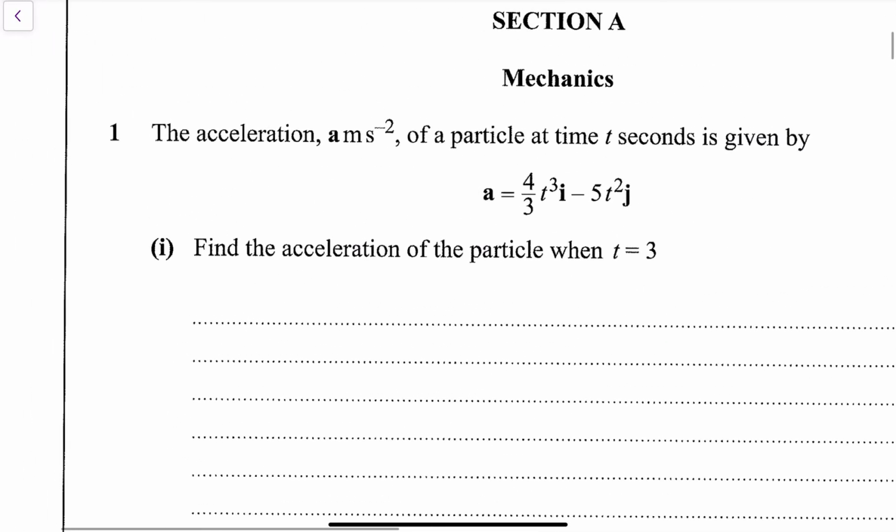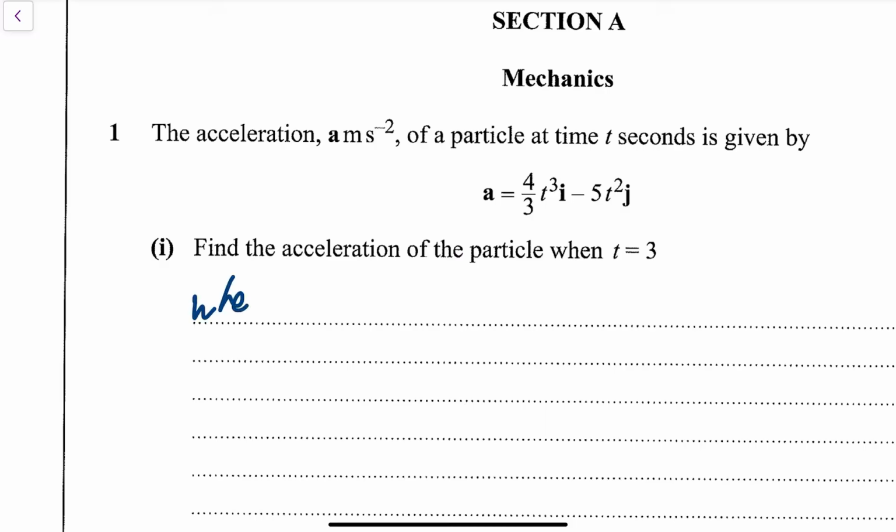Okay, first question. I have done this out already, so hopefully there won't be too many mistakes in this. It says the acceleration a, meters per second squared, of a particle at time t is given by a equal to 4 over 3 t cubed i minus 5 t squared j. Find the acceleration of the particle when t is equal to 3.